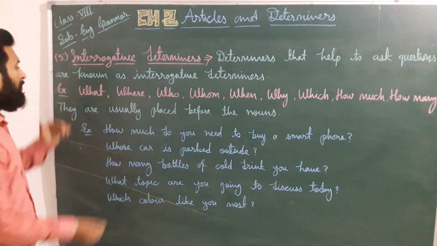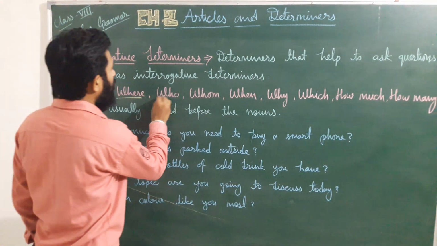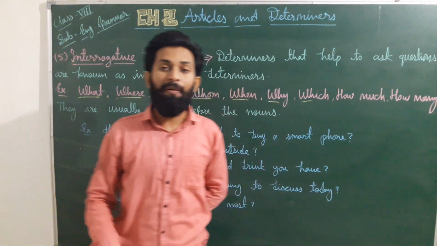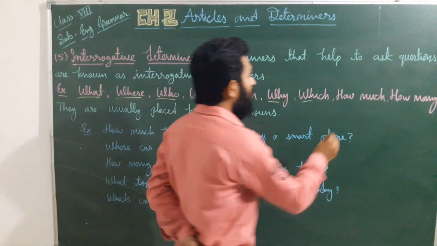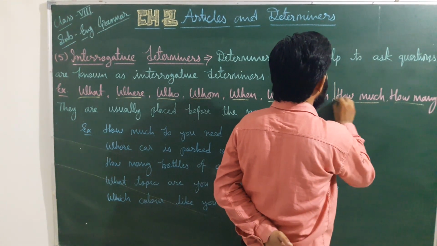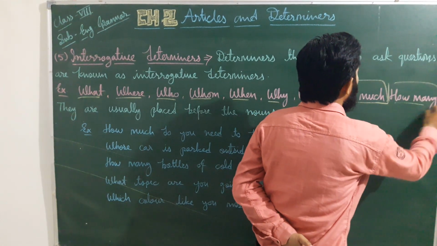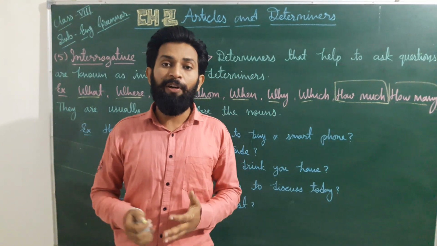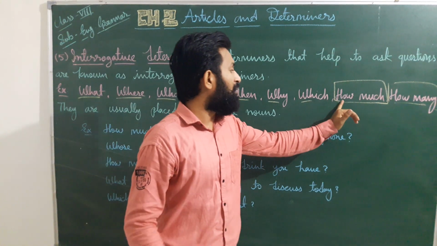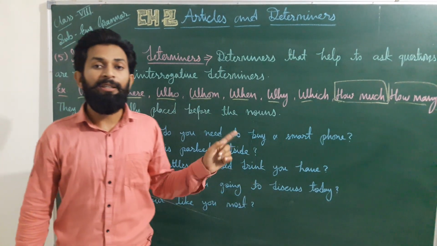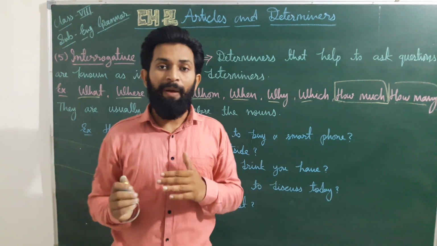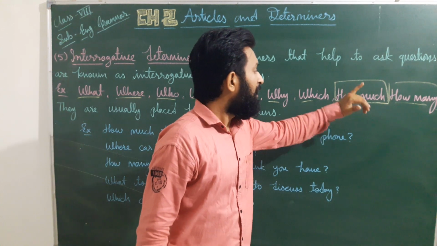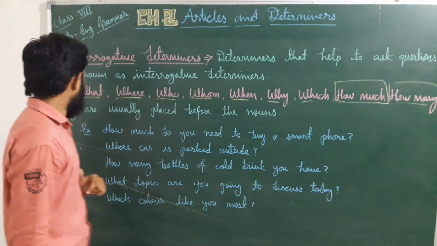Examples are what, where, who, whom, when, why, which. And one most important thing I want to tell you: how much and how many are also interrogative or WH words. Many times students get confused, sir, are how much and how many WH words or not? Dear students, there is no WH in them, but they are still part of the WH words, because they are a family member of the WH words. They are part of an interrogative sentence, so we can say that they are also interrogative words.